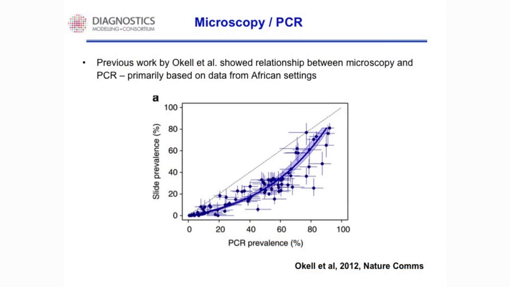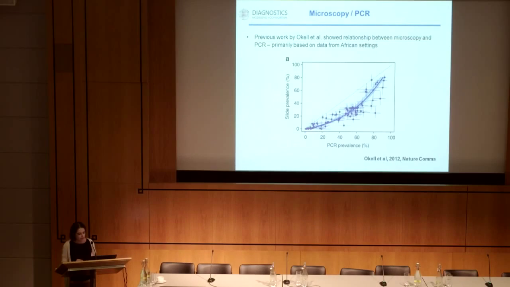A lot of previous work had been done by my colleague Lucy Okell in this area, looking at the relationship between standard light microscopy, that was really the old standard in malaria, and PCR, various types of PCR, but all much higher sensitivity and lab-based. So this is the curve that she found with PCR prevalence on the x-axis and slide prevalence along the y-axis. In general, she found that only around 50% of infections that were present by PCR would be detected by light microscopy. So that already gave us a fairly large bunch of infections that are going undetected.